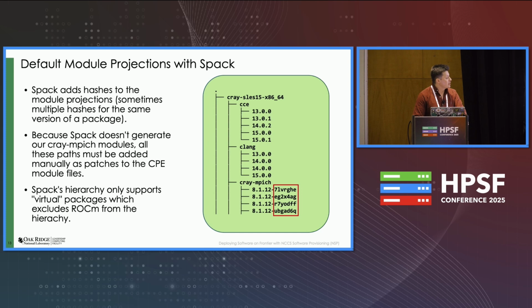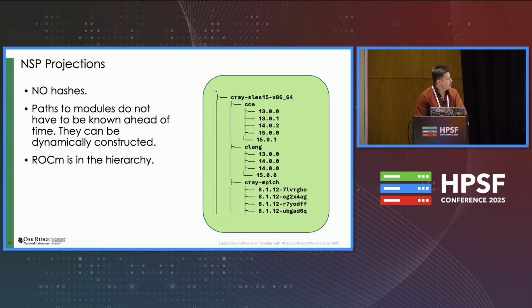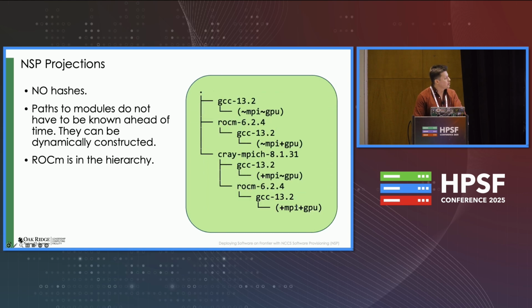Just as a recap, in the previous configuration you will have something like this. MPICH will, for some reason, have hashes in there. But now with the new configuration, you have something cleaner like this. If you were to have something with GPU and MPI support, you will have this path here. So first MPI, then the GPU part, then the compiler part. You see everything is represented. Everything is kind of predictable, right?